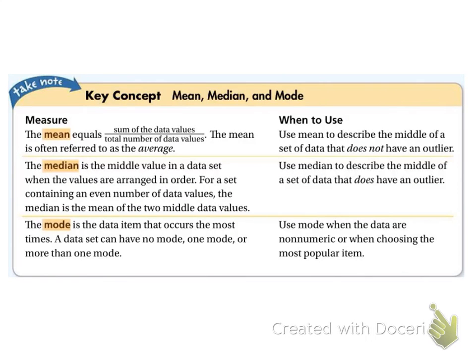So here's mean, median, mode, a review. The mean is when you add everything up and divide by the number of pieces of data that you have. That's good to use when there isn't an outlier, okay? When there's an outlier that totally throws off the mean. The median is your middle piece of data, so you've got to put them all in order, and it's the one that's in the middle. And then the mode is the one that happens the most often.